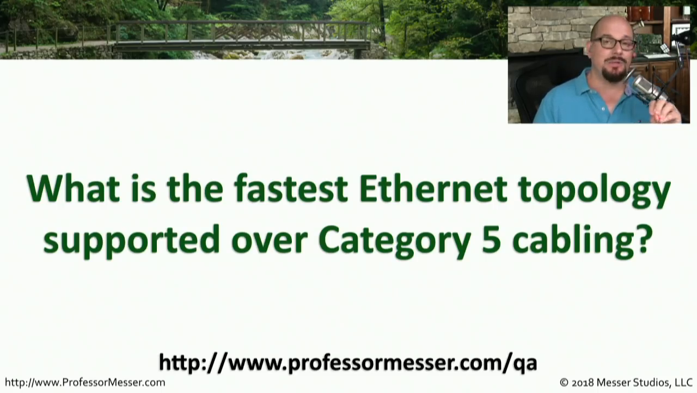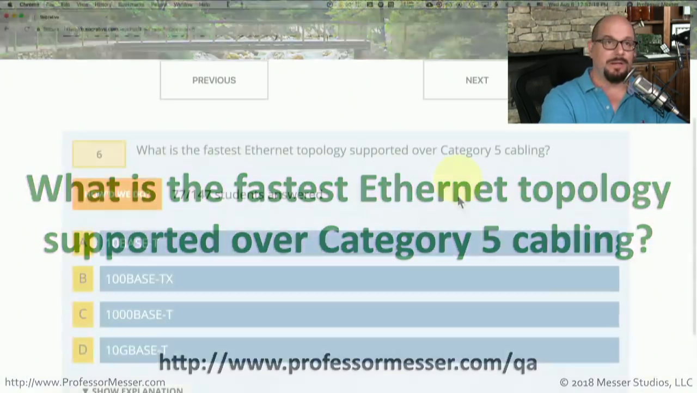I like that in the N10-007, they go into a little bit more detail on the cabling. This is a question, by the way, that will apply to 006 or 007. So it should not matter to you which one of these it is. What's the fastest Ethernet topology supported over Category 5 cabling? So that's one we need to know.